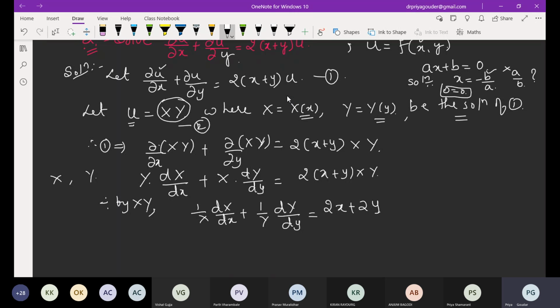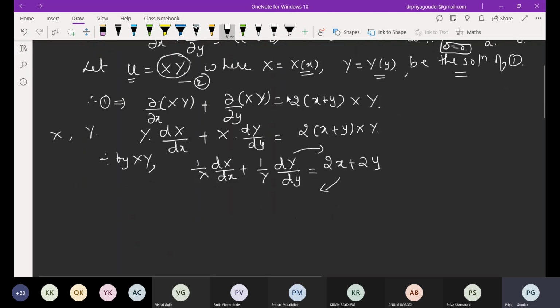Next, again we separate. Here we collect the terms in X on one side, preferably the LHS, and the terms in Y on the RHS. For that reason, I'll transfer 2x to that side. Tell me what the next step is if you transfer it: 1 by X dX by dx plus 2x becomes minus 2x, is equal to what we already have, 2y. If you take this to the other side, it is negative. Am I correct? Are x and y separated, yes or no?